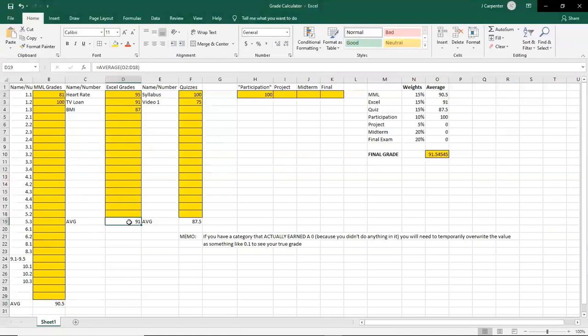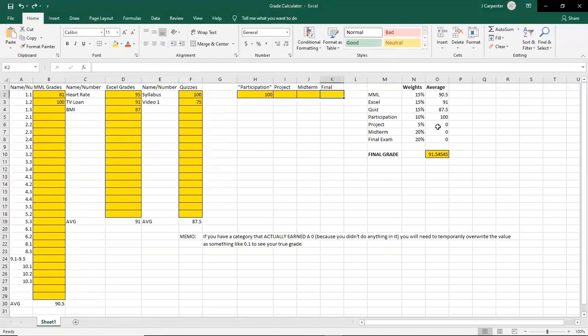Whatever is right here, your average for your Excel homeworks, I then collect it over here. It's just a cell reference. Same thing here, whatever you see here will be there. So watch, if I manually change this to say 4,000, now that says 4,000 and nothing makes sense anymore, so we undo. But you can see the direct correlation. Same with the participation grade, project, midterm, and final.